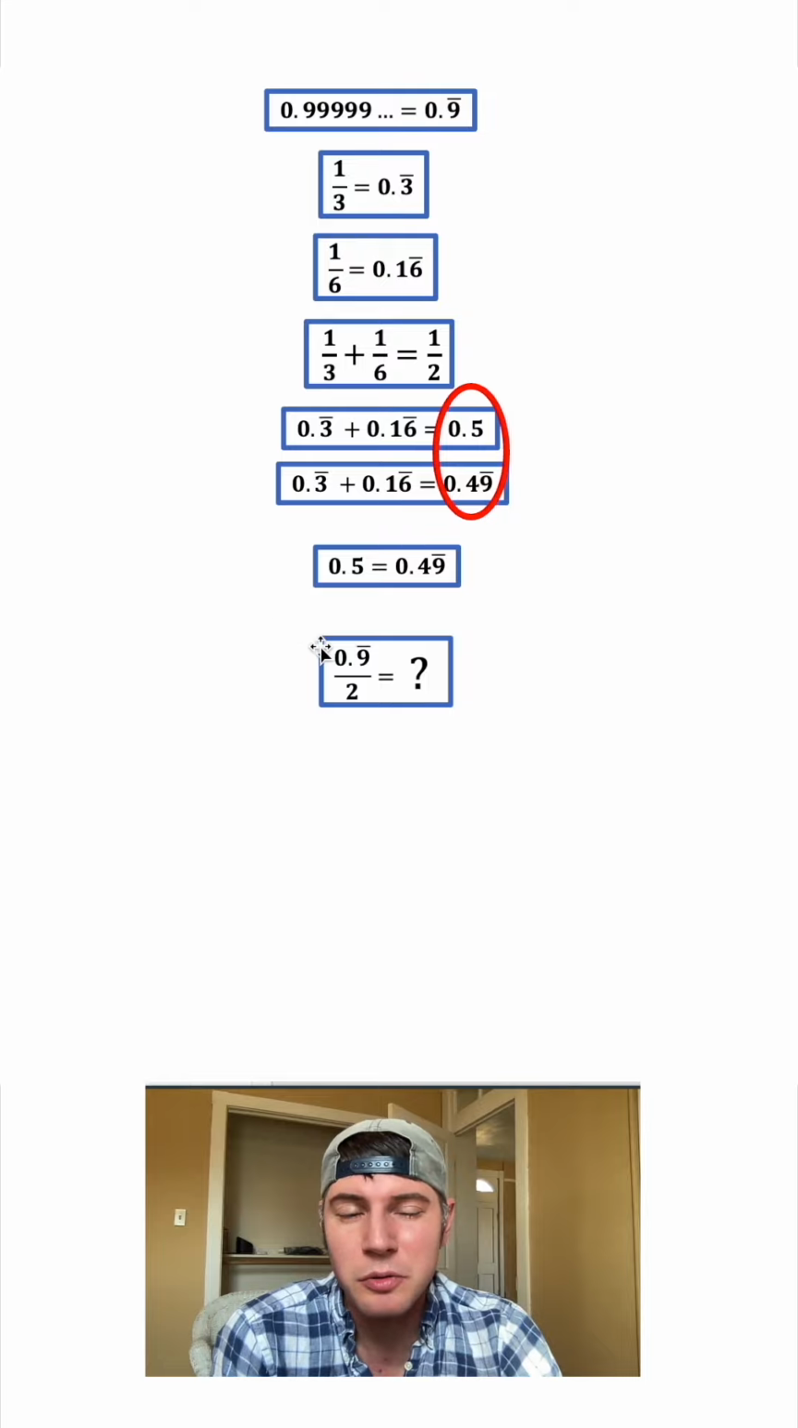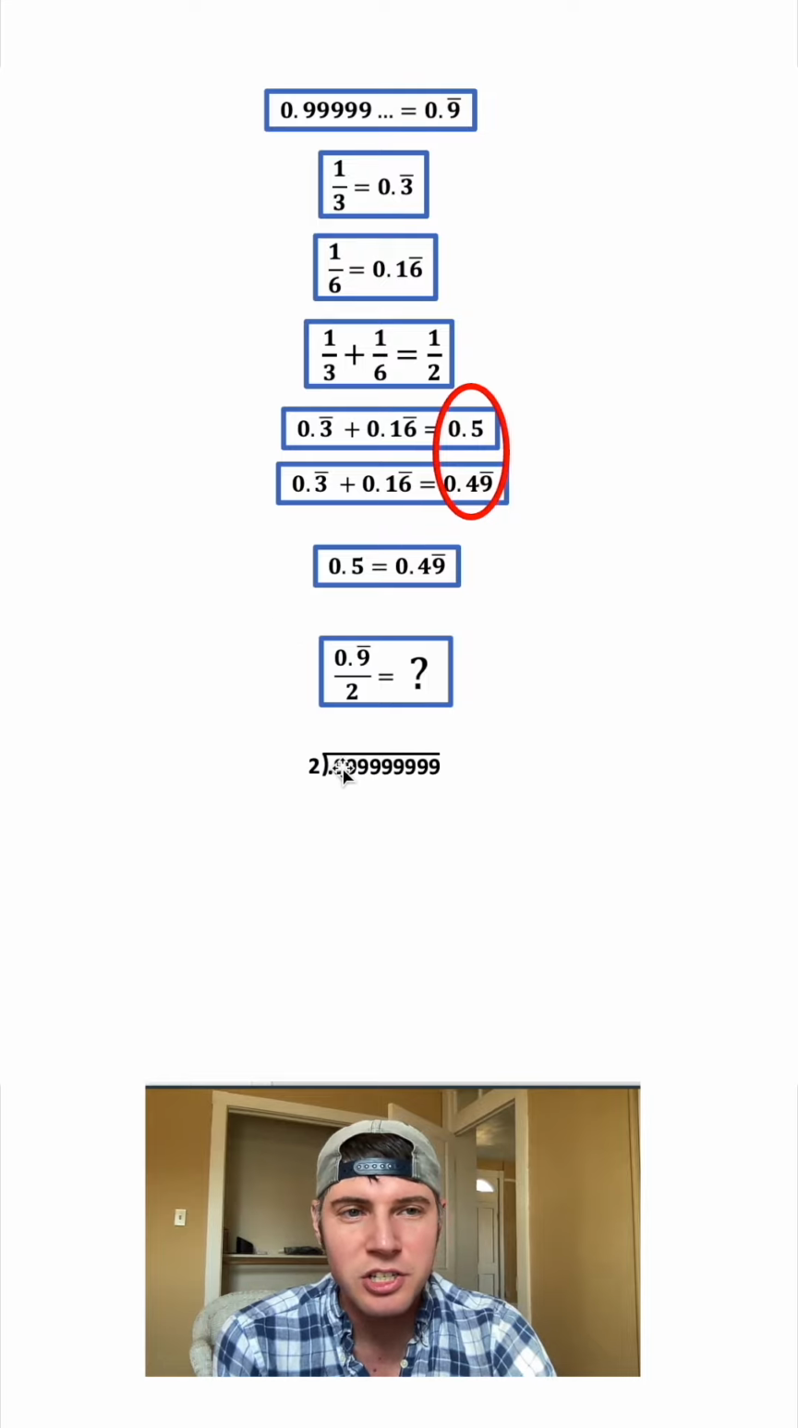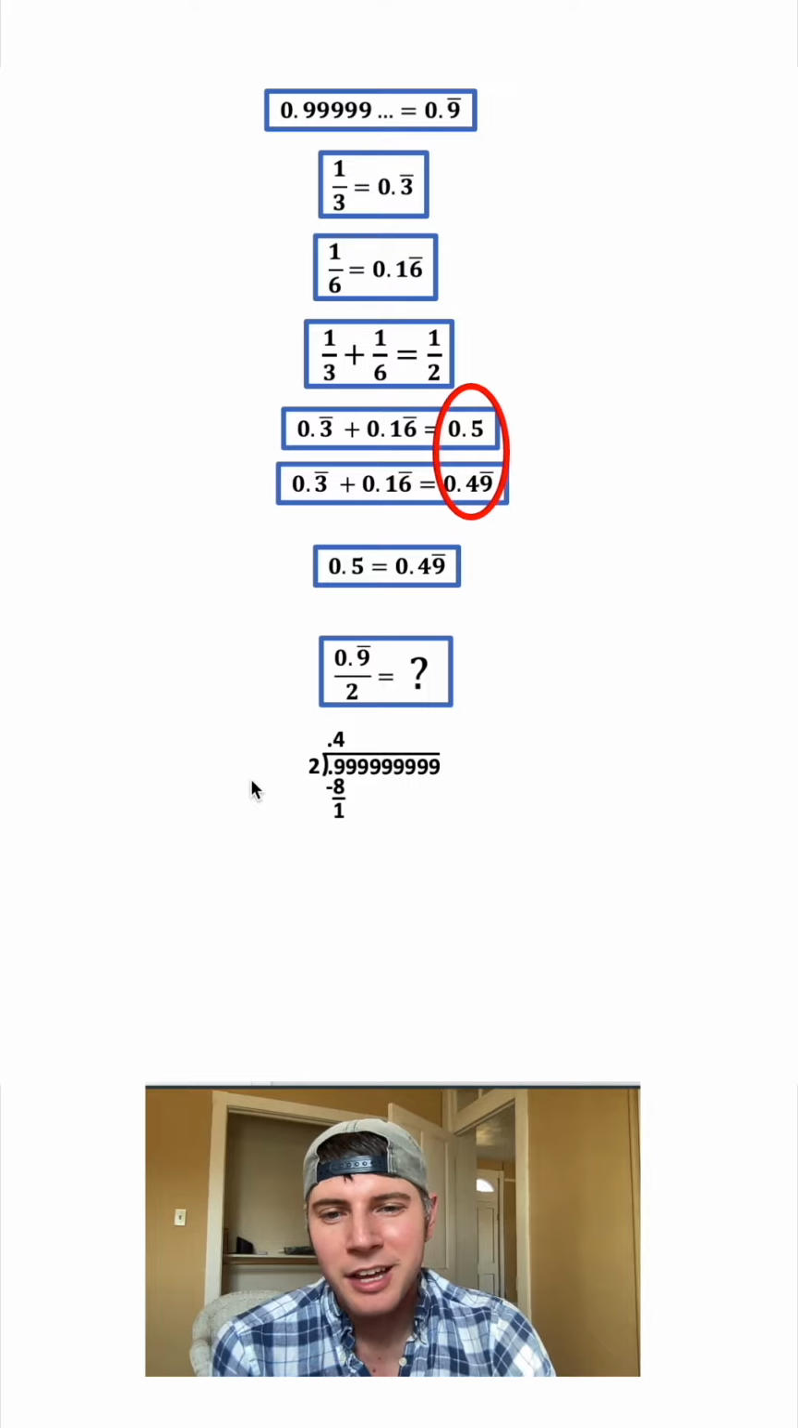What is 0.9 repeating divided by 2? So we can write out the long division just like this. We'll bring up the decimal point. And how many times is 2 going to 9? It goes in 4 times. 2 times 4 is 8. Subtract, and we get 1. And then we'll bring down the 9.